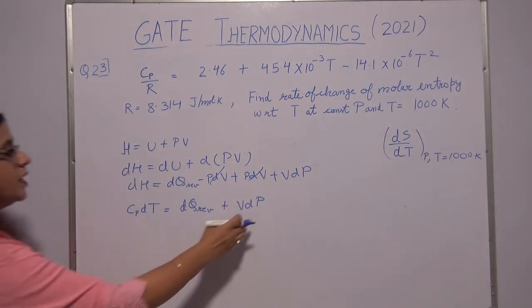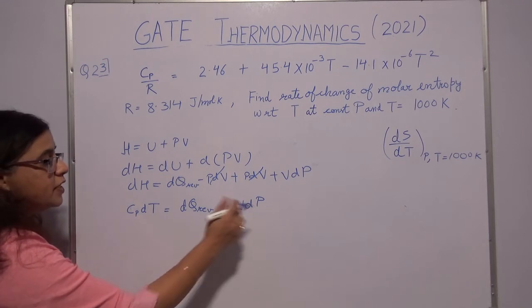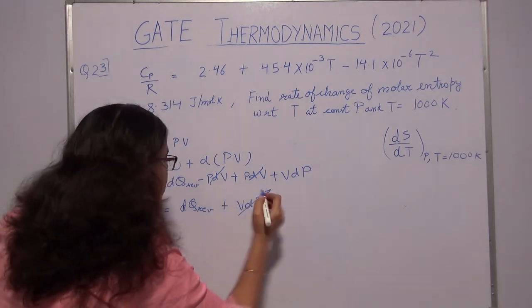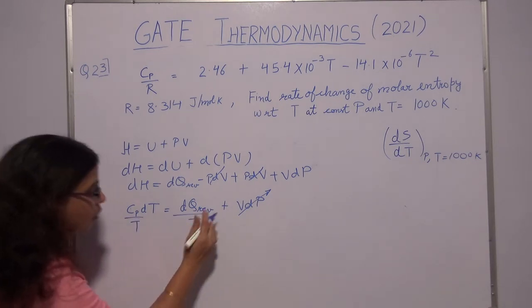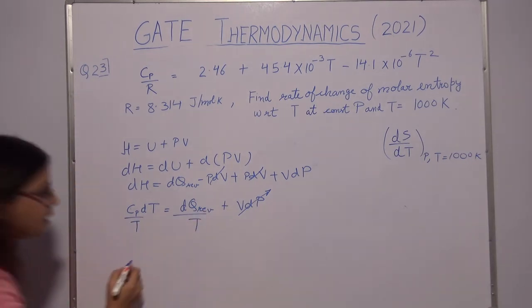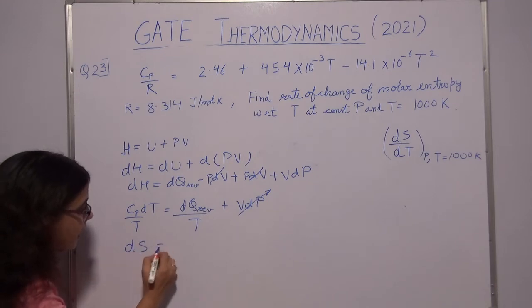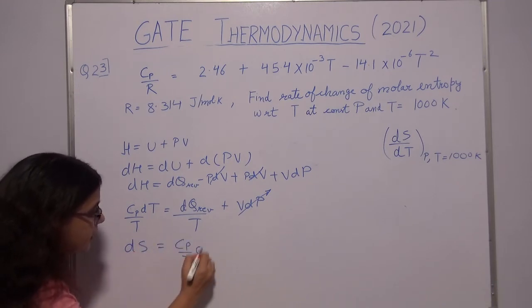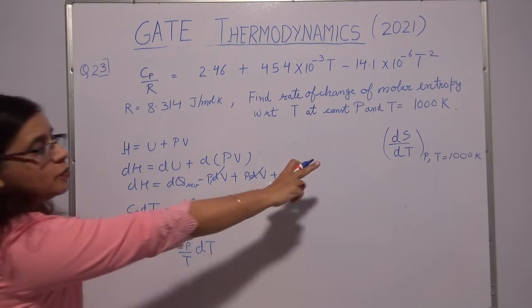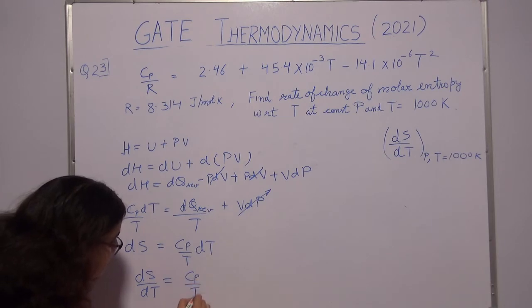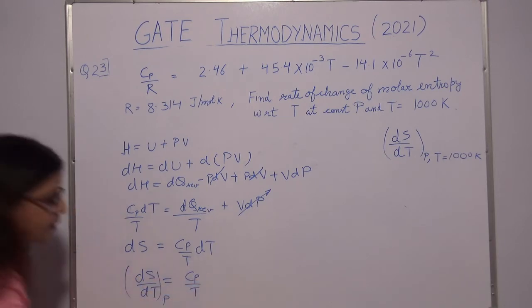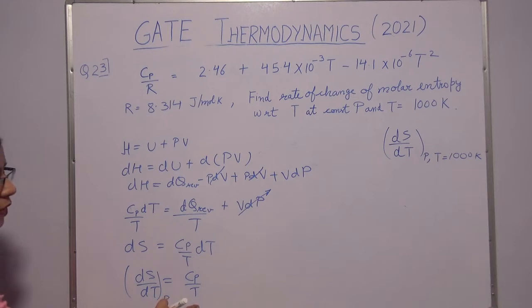Now we have been asked to keep pressure constant, so I can forget about this term. Now let's divide by T. What is dq reversible by T? That is nothing but your ds, that is equal to Cp by T dT. Because you have been asked to evaluate the rate of change, let's take the differential with respect to T, so I get this Cp by T. This is at constant pressure, that's what we are evaluating.